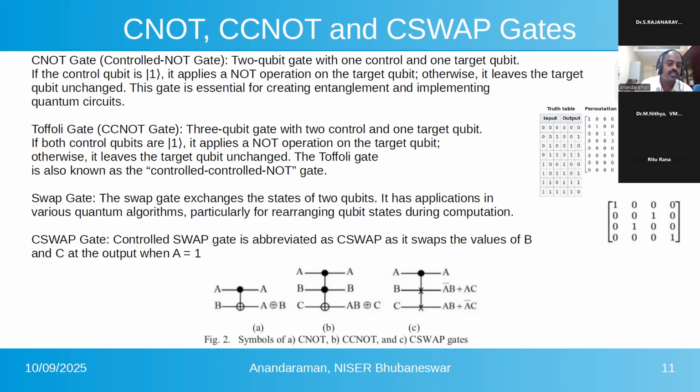Now we will see multiple qubit gates. C not is actually a 2 qubit gate. CC not is a 3 qubit gate, and C swap is also a 3 qubit gate. So C not is the control not gate.